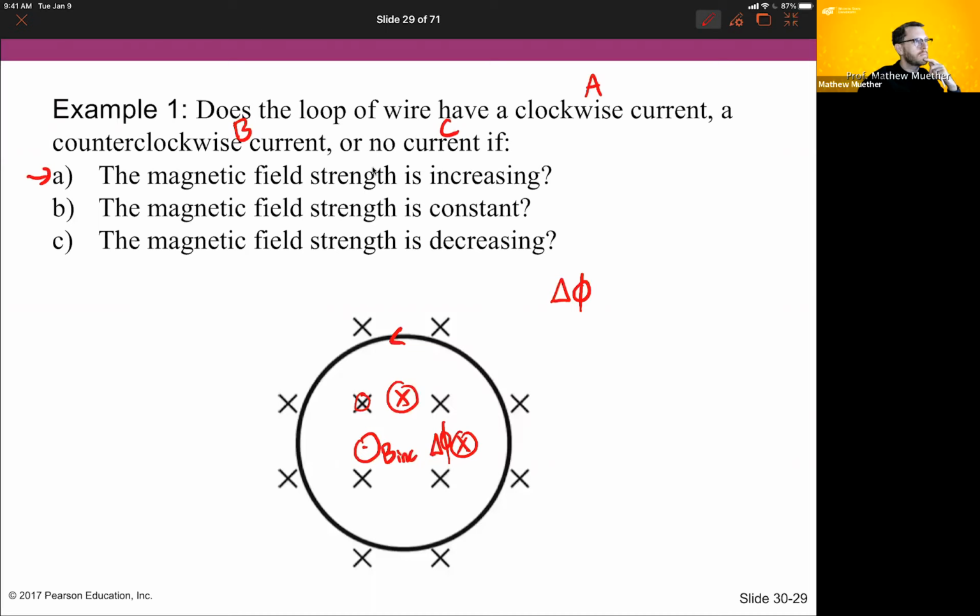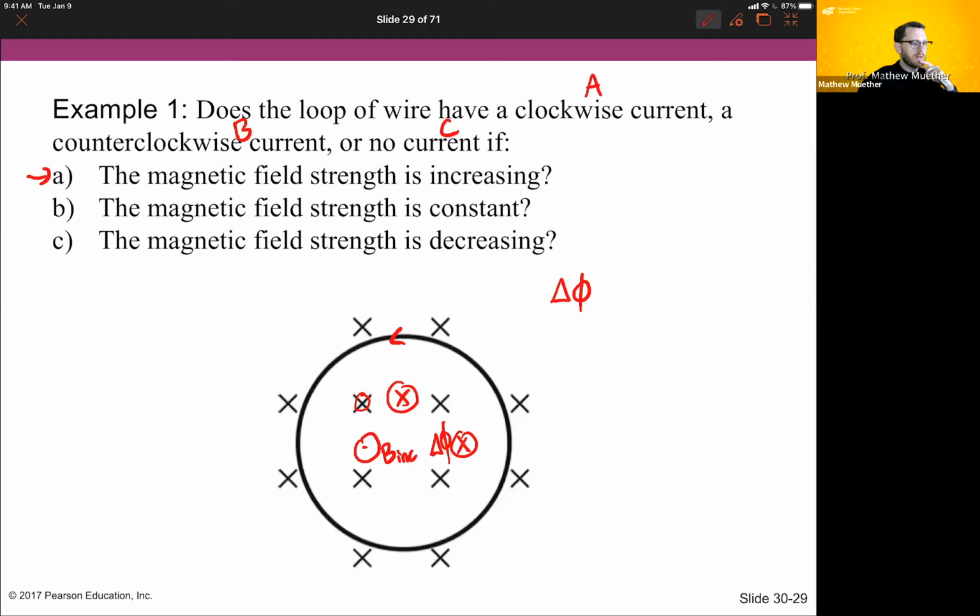What if the field strength is constant? What happens if the field strength is constant? I'll give you guys about 5 more seconds on this one. If the field strength is constant, then I don't get a change in the magnetic field. If there's no change in the magnetic field, there's no change in the flux, and so I don't get an induced current.